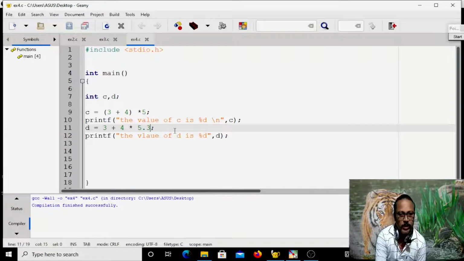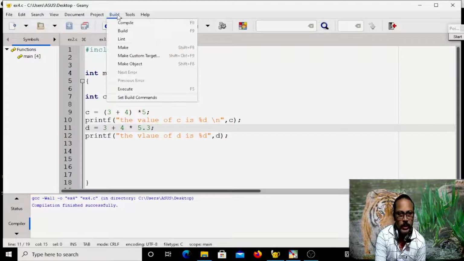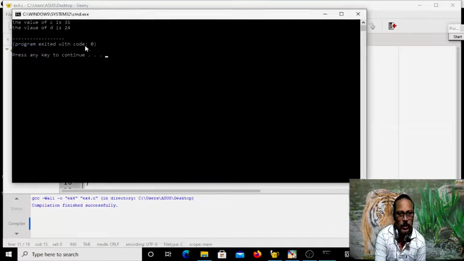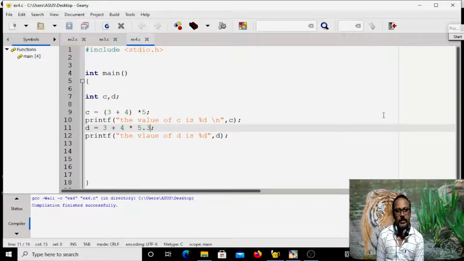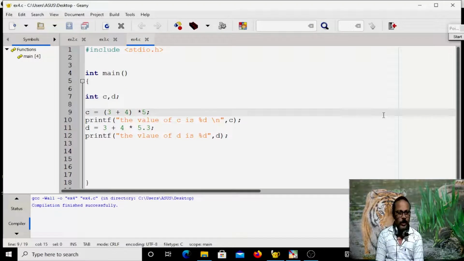But what is the result you are getting? It is only 24. What is happening? Okay, 4 into 5.3 is 21.2 plus 3, 24.2, but you are assigning it to an integer. D is an integer, so that fractional part is truncated.